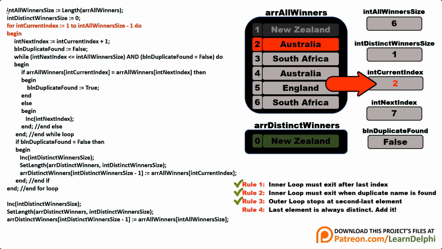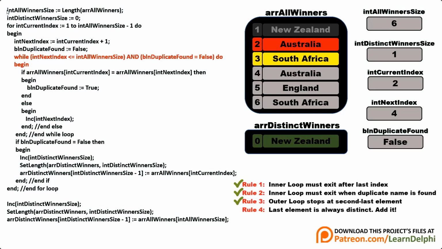The current index increments to 2. The next index is set to the current index plus 1, in other words 3. The boolean is set to false. Then the while loop enters again. Then the if statement checks if the name in index 2 matches the name in index 3. Australia and South Africa do not match. The if branch ends, and the else branch increments the next index to 4.